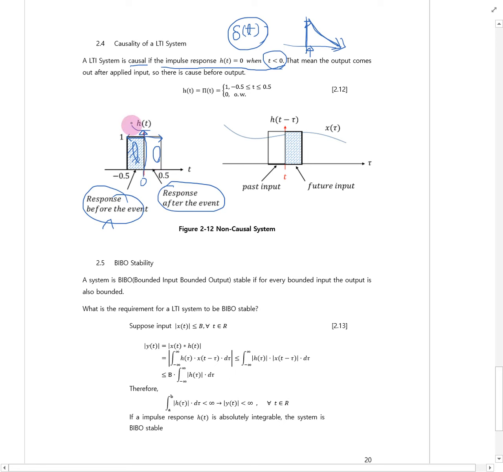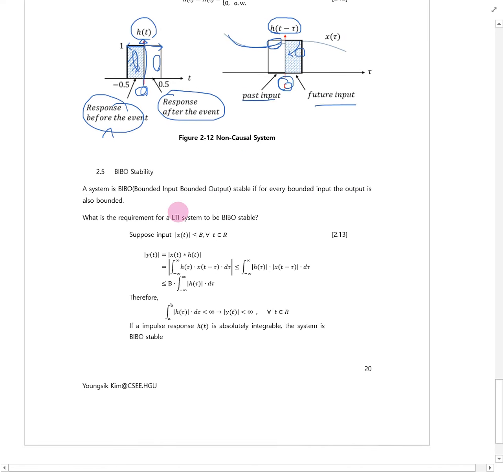Think about when we take the convolution: we are reversing and shifting. Shifting means this 0 becomes t. And the reverse means the non-causal and causal parts are reversed. So this one is the past history part, the past input. But this one is the future input. Future input affecting the current time becomes a non-causal system.